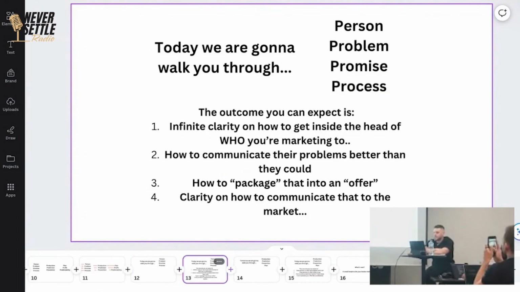The outcome you would expect is essentially infinite clarity on how to actually get inside the head of who it is you want to market to, how to communicate their problems better than they could, how to package it and turn it into an offer, and then clearly communicate to the market at the same time as well.